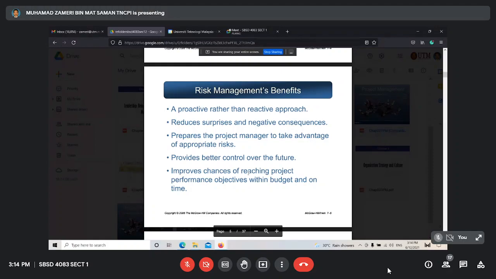Then reduce surprise and negative consequences. Reduce something that is bad. You can reduce something that is not good. Because if you have a risk, that means you do not feel comfortable, you know, because maybe you will have a shortage of material, a shortage of workers and so on. So you're not feeling very well.